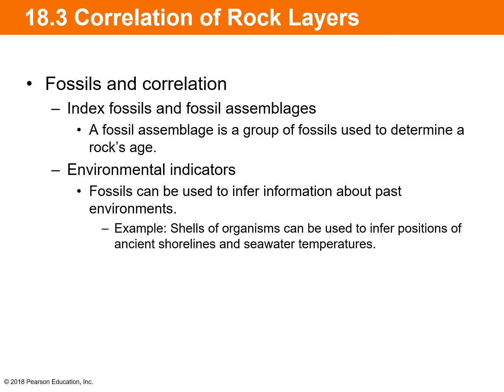And fossils also give us environmental indicators, because they can be used to infer information about past environments. And I sort of alluded to this earlier, but one good example is that shells of organisms can be used to infer positions of ancient shorelines and seawater temperatures, because we can analyze the shells of those organisms to determine seawater temperatures based off of what type of organism it was. And also shells typically exist near shorelines in greater concentrations than they do offshore.